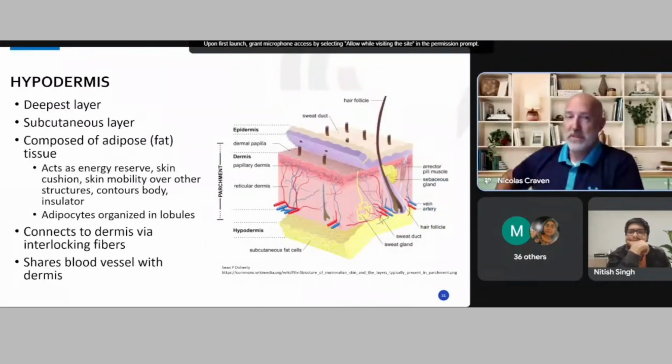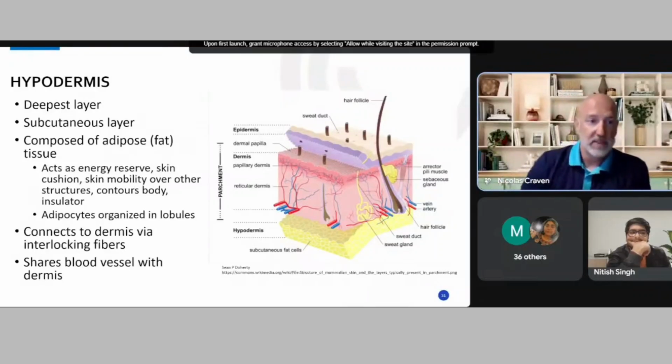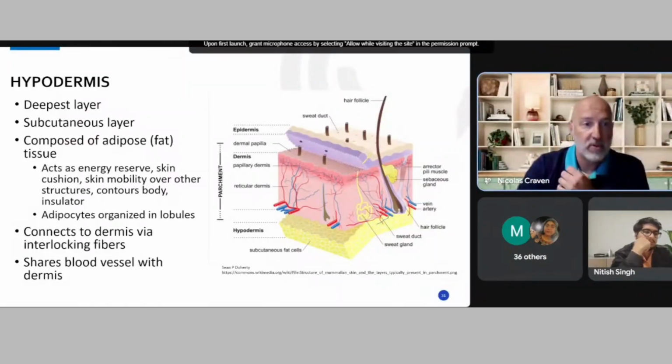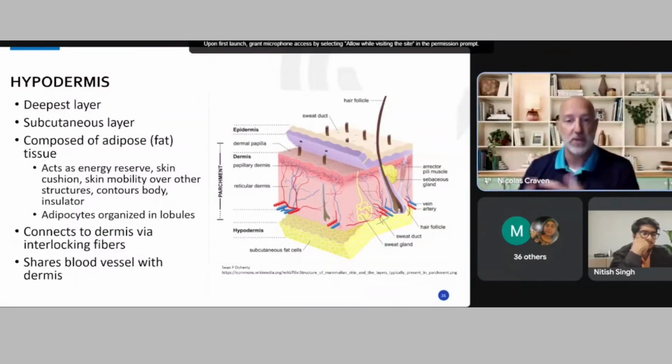Moving on to the hypodermis. This is the deepest layer. It's also called the subcutaneous layer. It's primarily composed of adipose tissue, and here it helps with energy reserve. It cushions the skin. It helps with mobility over other structures. It contours the body. It's an insulator. It just helps protect you overall and gives shape to your finger.